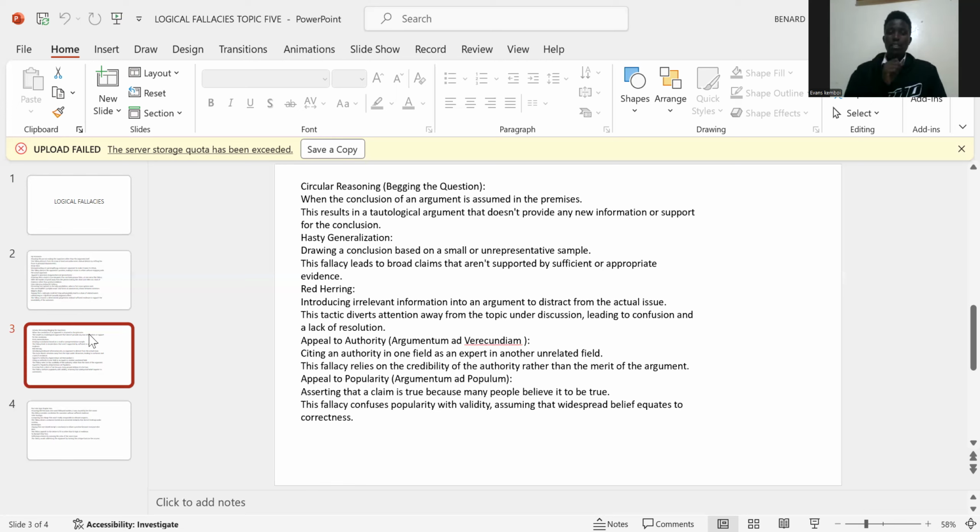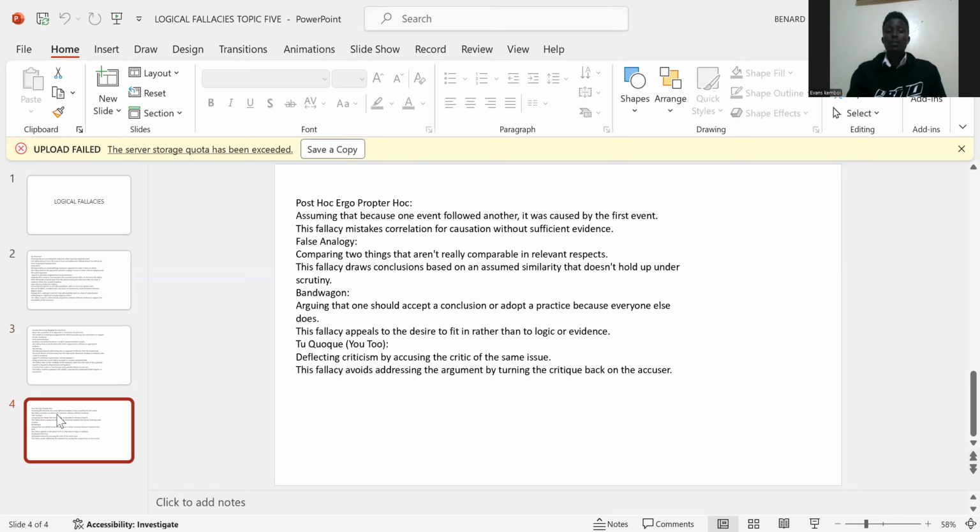Appeal to popularity, that is the argumentum ad populum. This is asserting that a claim is true because many people believe it to be true. This fallacy confuses popularity with validity, assuming that widespread belief equates to correctness.